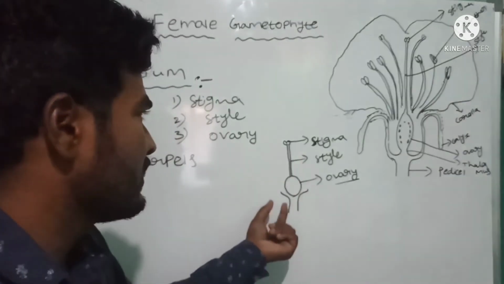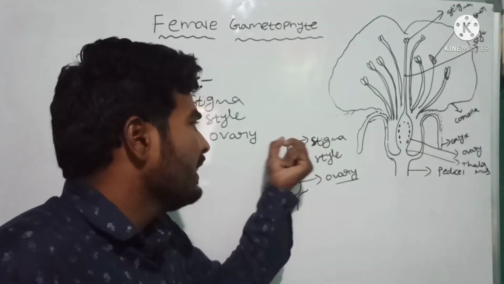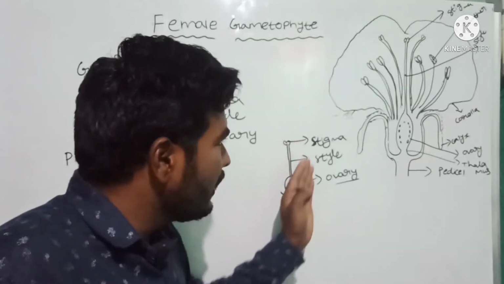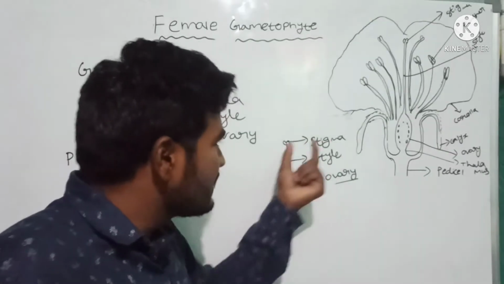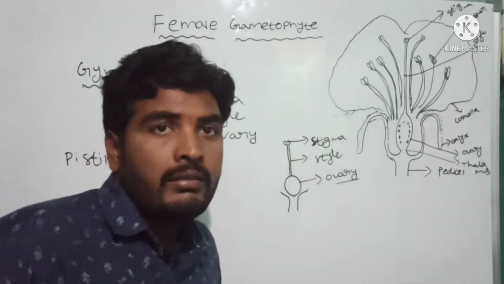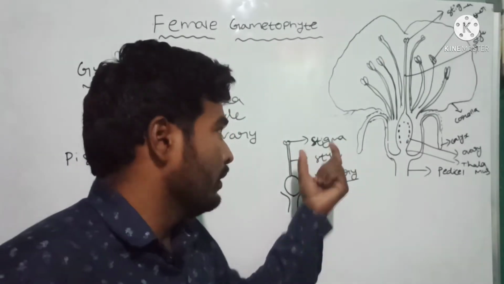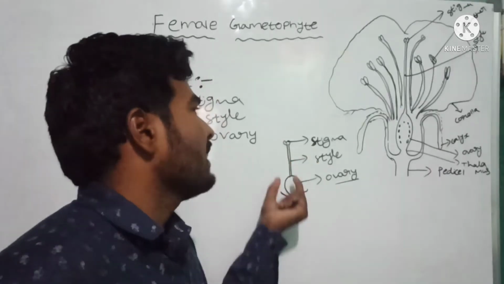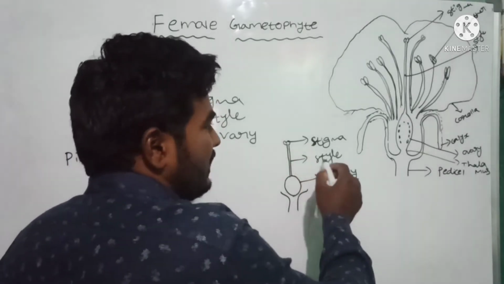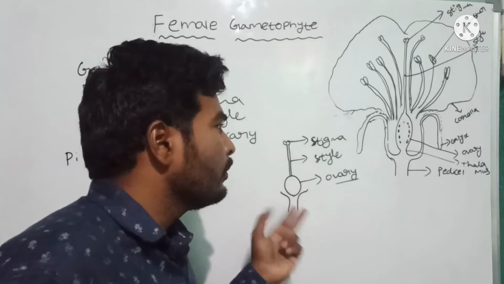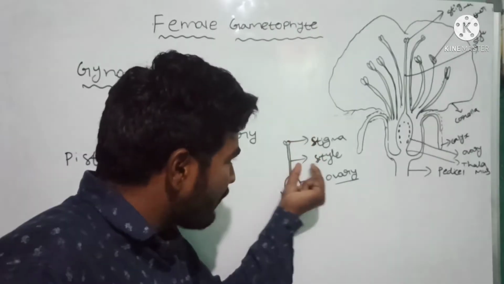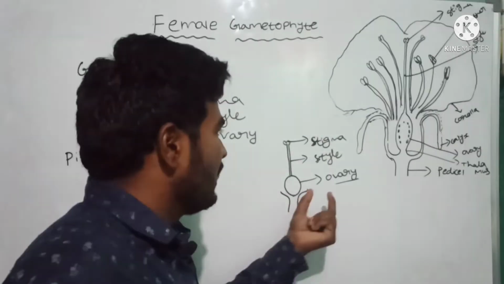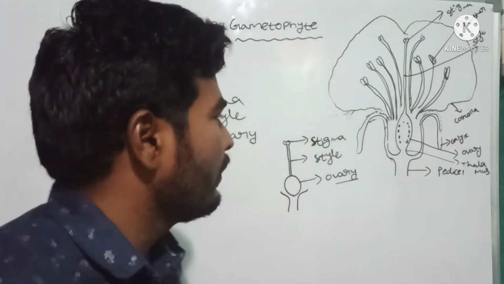Let us see the structures one by one. The stigma is the part of the pistil or carpel where the pollen grains germinate. That is the stigma, the landing platform of pollen grains. The slender elongated structure we call the style. The pollen tube grows through the tissue of the style. Now the third one, the ovary.